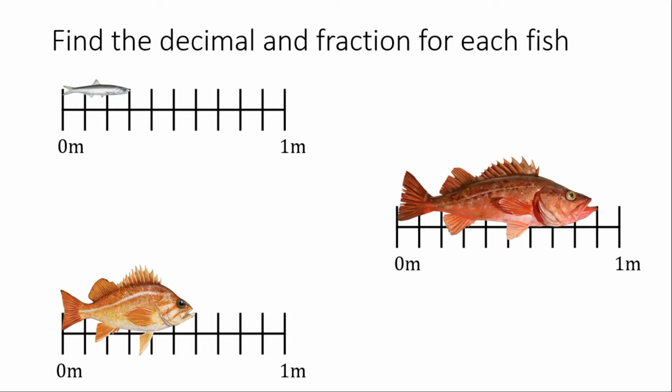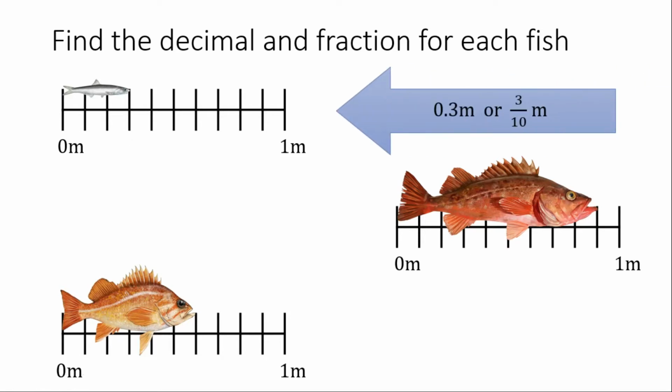Okay, let's check your answers, starting with the anchovy in the top right. So if I take a look at the anchovy, the tail starts at 0, and then the nose ends at 1, 2, 3/10 along the number line. So I would say it is 3/10 long, 3/10 of a meter. And I can represent 3/10 of a meter either as a decimal or as a fraction.